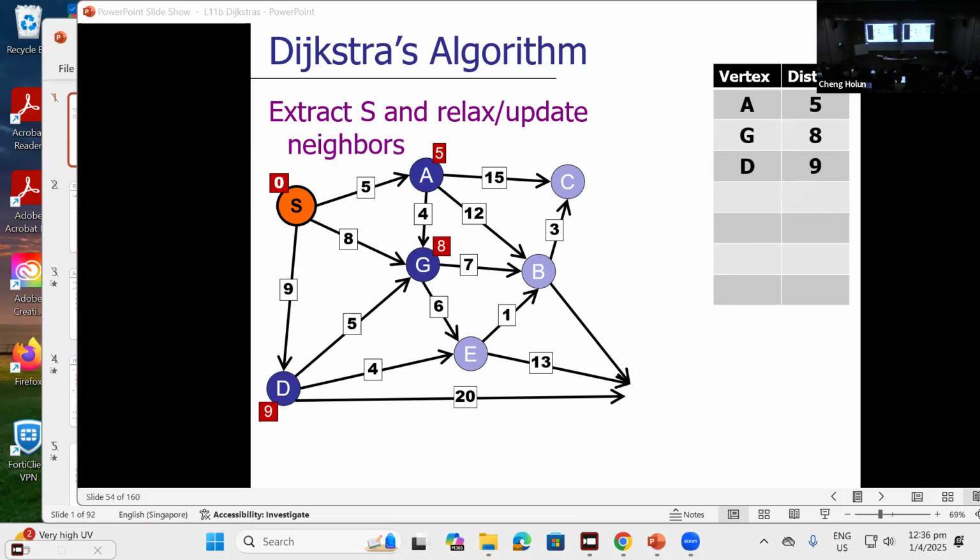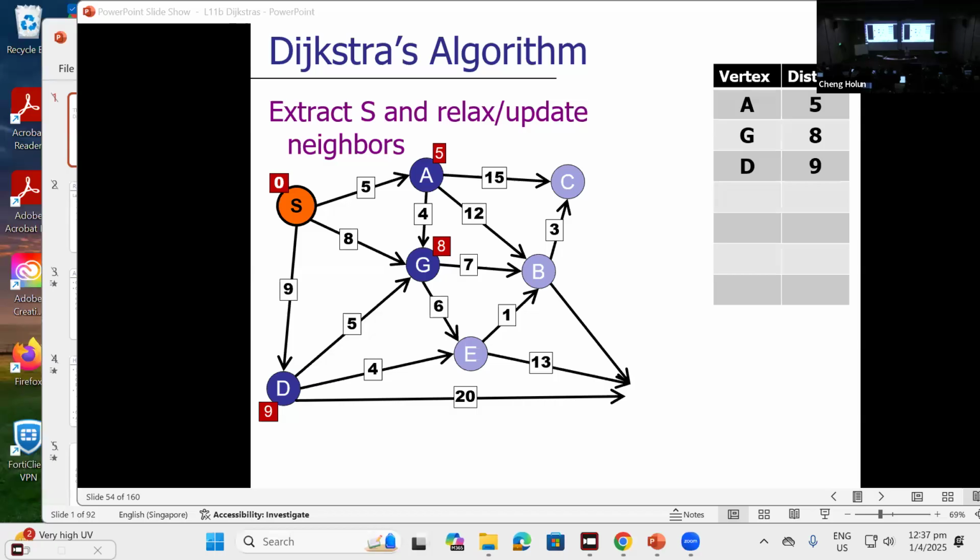And what do we do? Just repeat. What do I do now? I will extract the min. Who is the min now? Simple, right? A. What did I say? Extract the min, relax the neighbors. So I extract A. What are the neighbors of A? A has 3 neighbors, right? C, B, and G. I don't move to the next line.